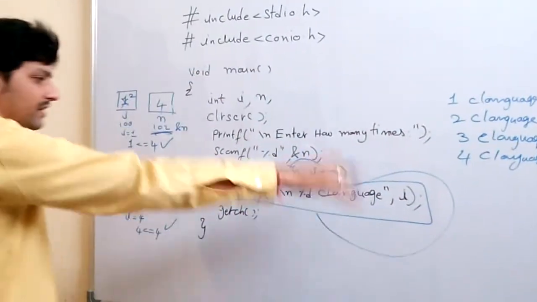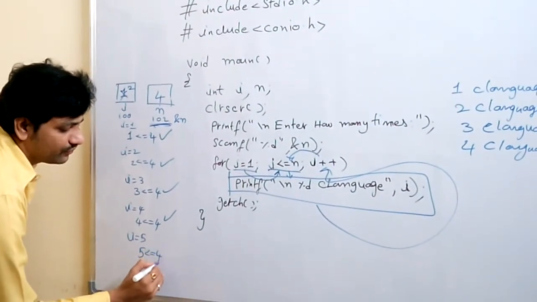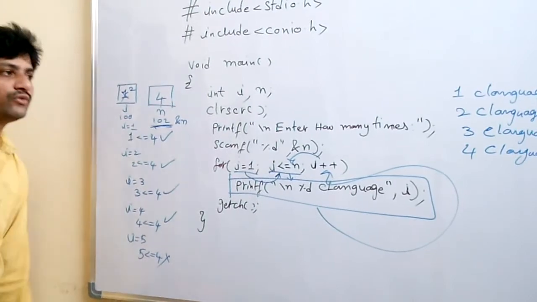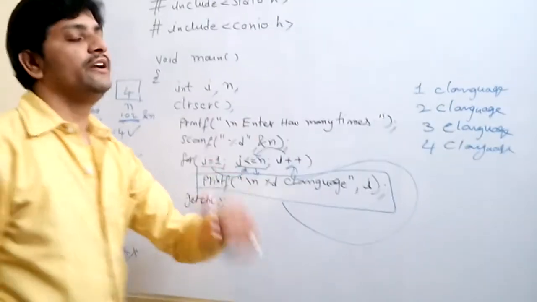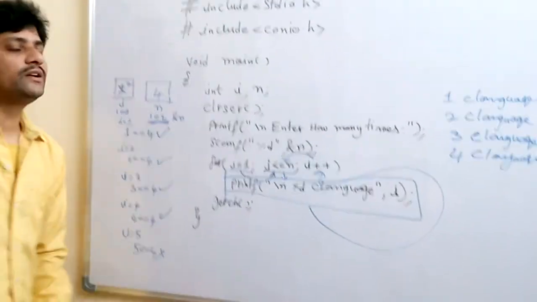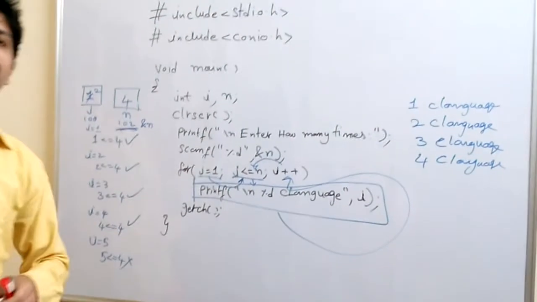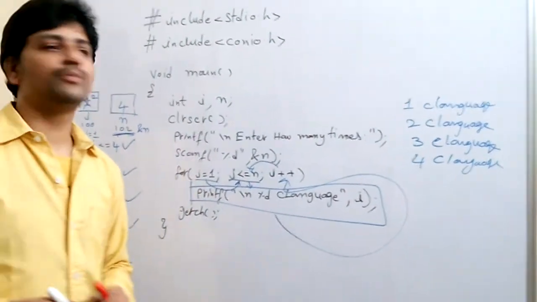Next, i plus plus, i equals 5. 5 less than or equal to 4 is wrong. So it comes outside of the loop. Like this it is going to happen. So this is the program for displaying how many number of times. I gave 4, so that's why it is displayed 4 times.